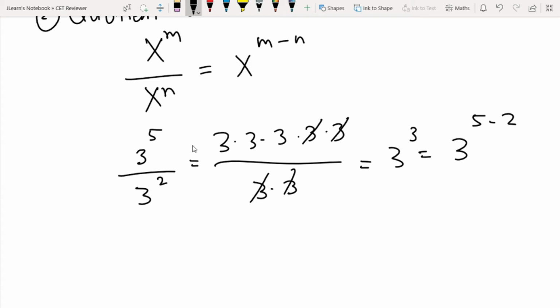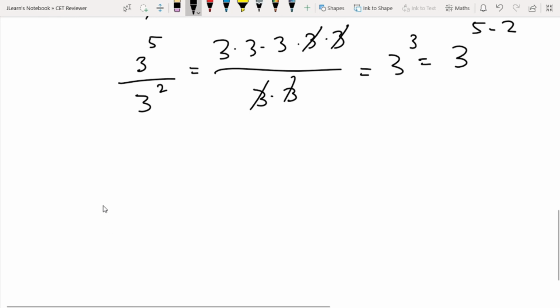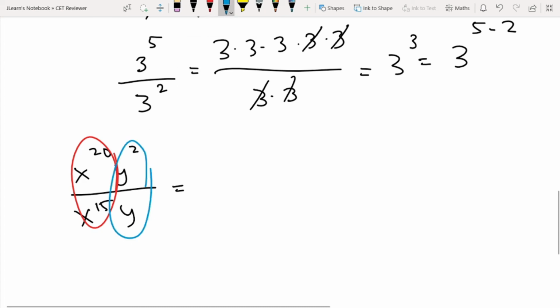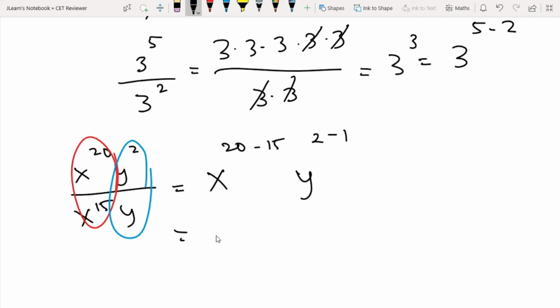So let's do a simple example. Let's say you have x to the 20 y squared all over x to the 15 y. Again, you can only cancel similar terms. So we take the x's first, and then we proceed to the y's. The x is x raised to 20 minus 15, using our formula a while ago. Then y squared minus 1. If you simplify this, it is x to the 5 y.